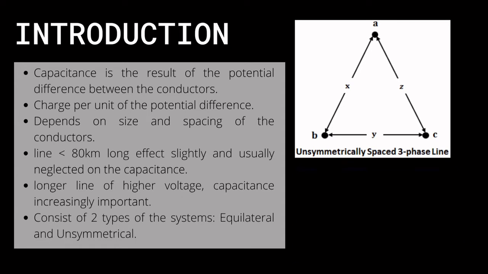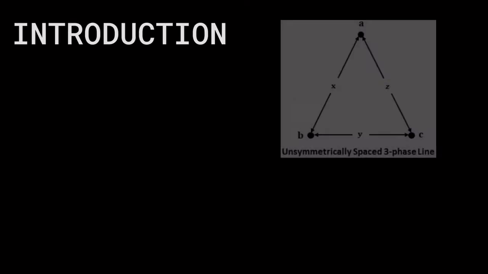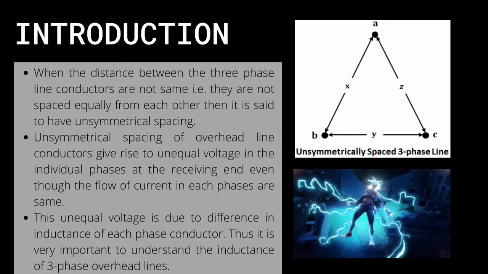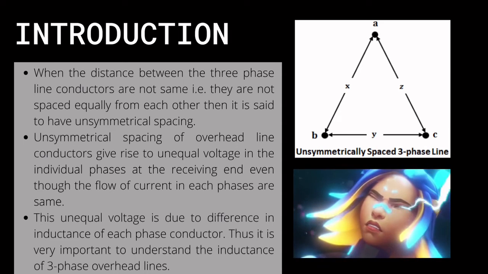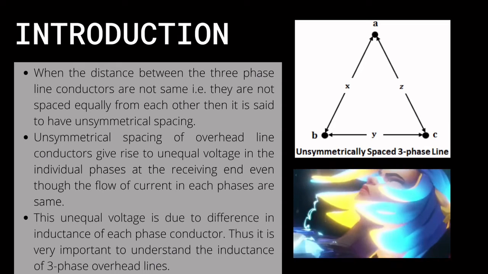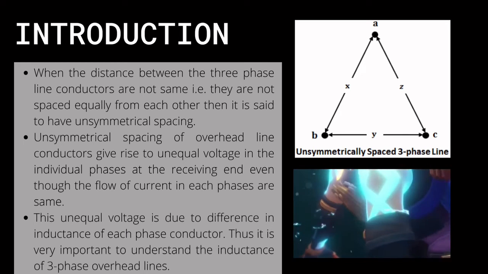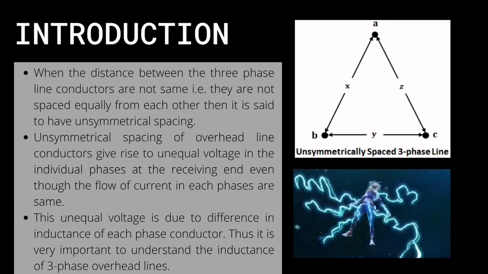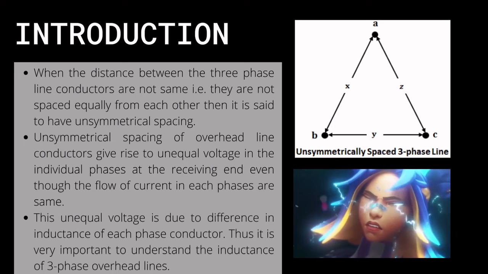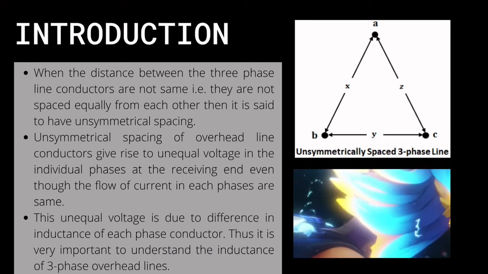So there are two types of the system, which is equilateral and unsymmetrical. So in this video, we are going to share with you on unsymmetrical spacing of three-phase line. When the distances between the three-phase line conductors are not the same, which is they are not spaced equally from each other, then it is said to be unsymmetrical spacing.